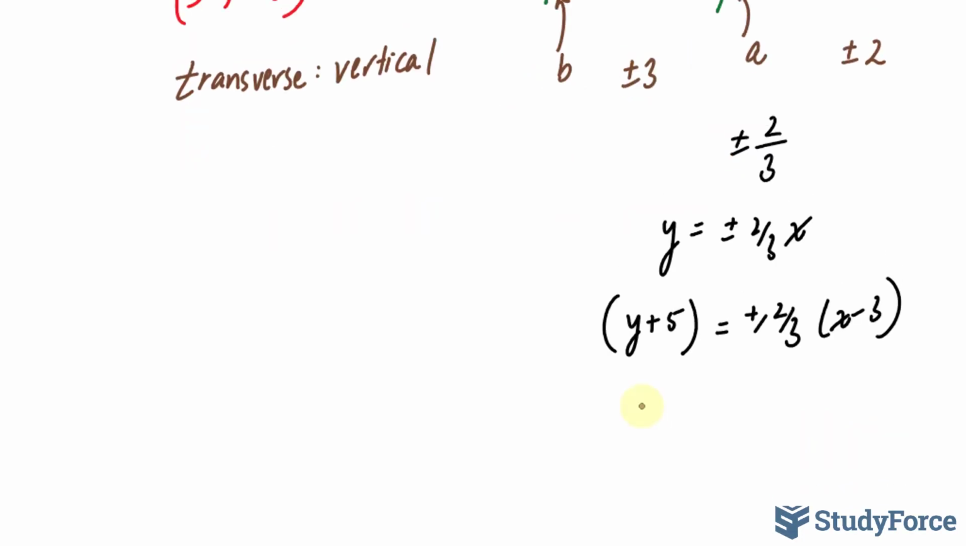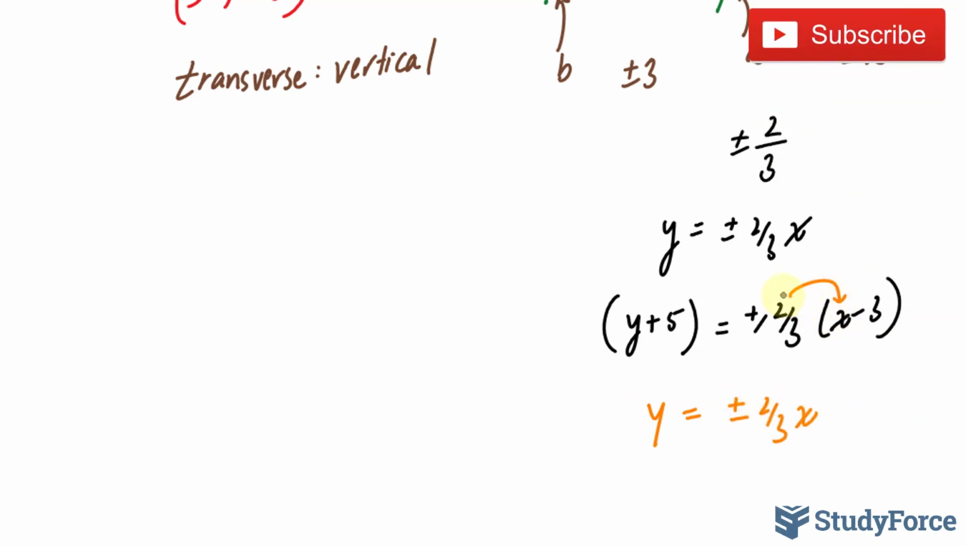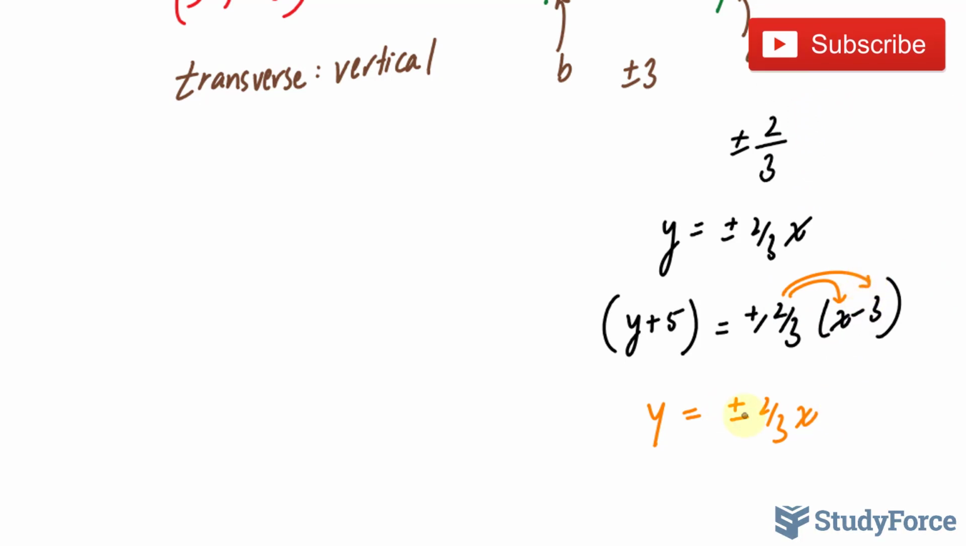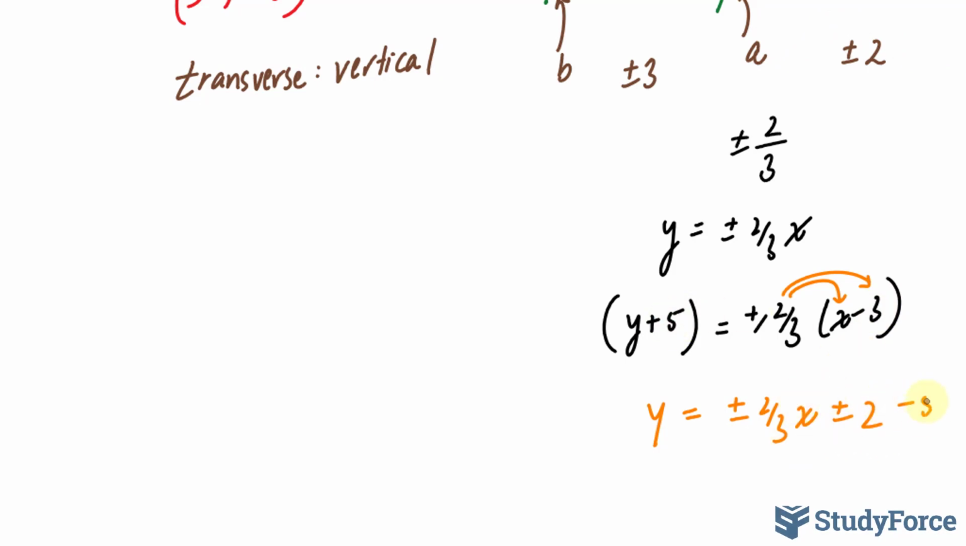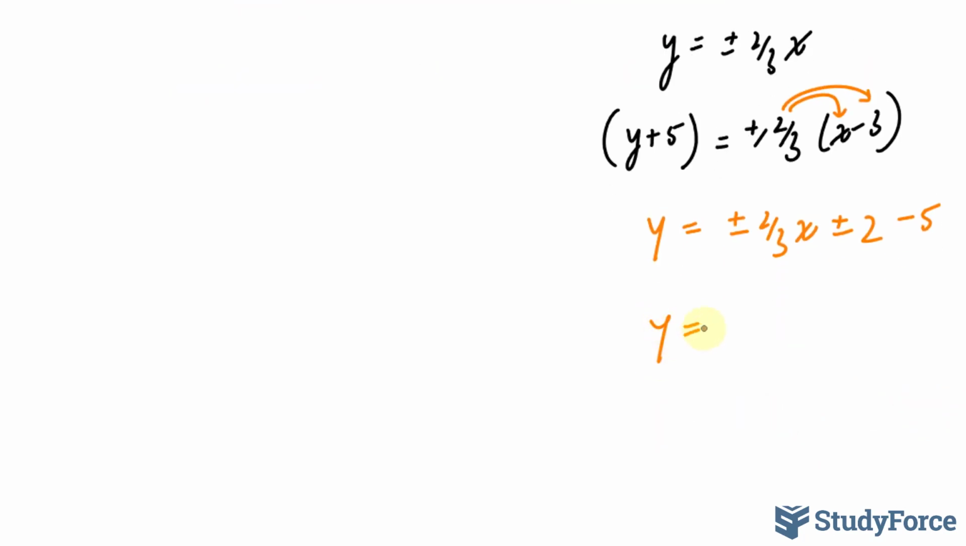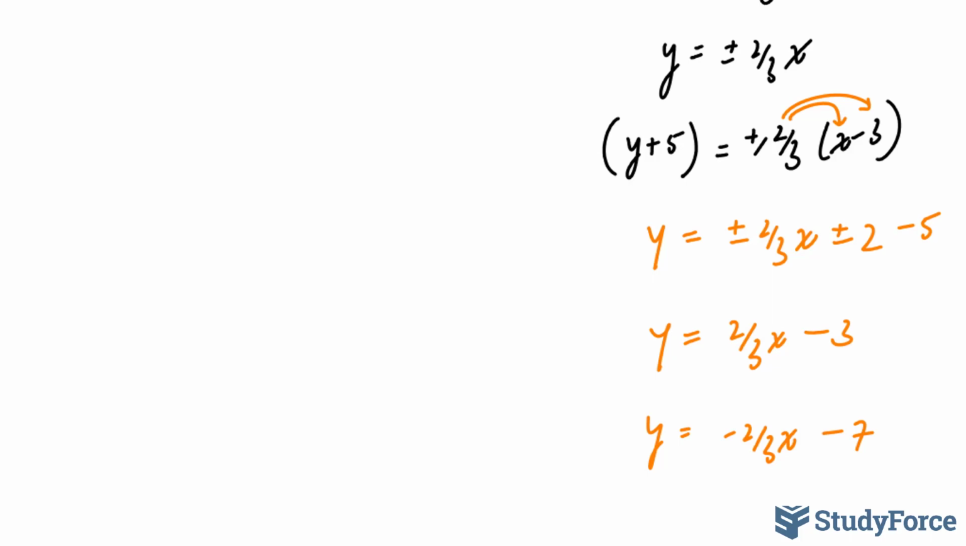Rearranging for y, I'll end up with y is equal to plus minus 2 over 3 x, and I'm multiplying this inside. If it's plus, it's going to be plus 2, and then bringing that 5 over makes it negative 5. So I have two equations. Y is equal to 2 over 3x plus 2 minus 5, and y is equal to negative 2 over 3x minus 2 minus 5.